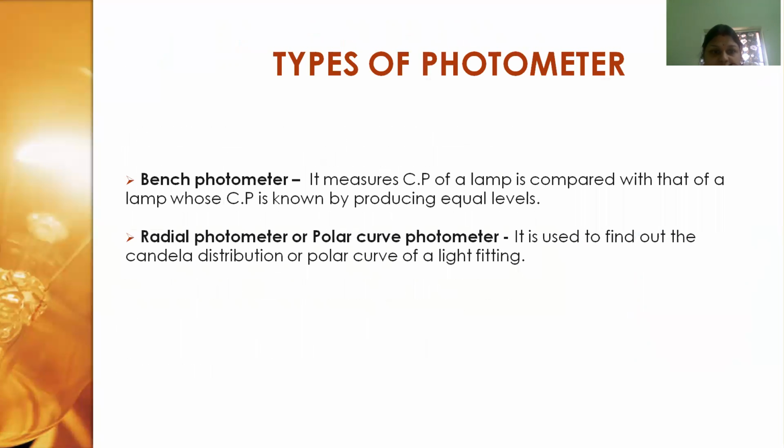Next, types of photometer. Generally, two types of photometer are used in illumination engineering. First one is bench photometer. It measures CP of a lamp. CP means candle power. It is the unit of luminous intensity. It measures CP of a lamp in comparison with that of a lamp whose CP is known by producing equal levels. And another photometer is radial photometer or polar curve photometer. It is used to find out the candela distribution or polar curve of a light fitting.